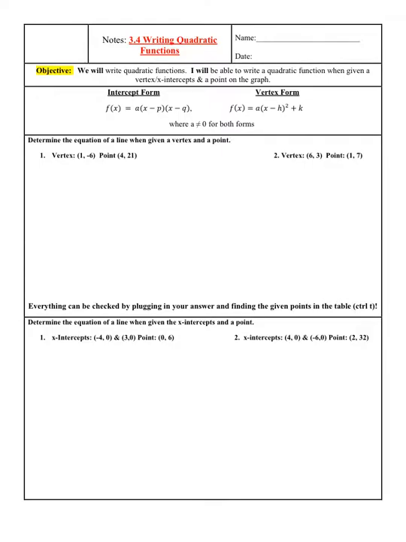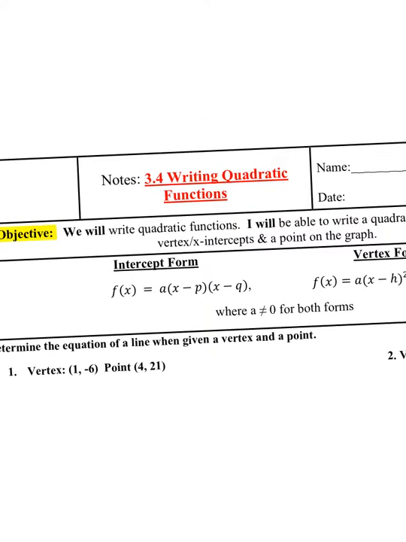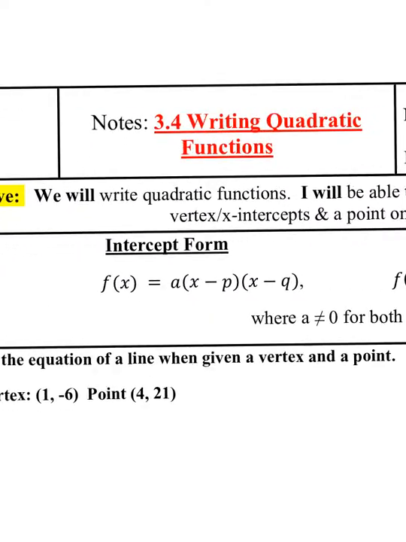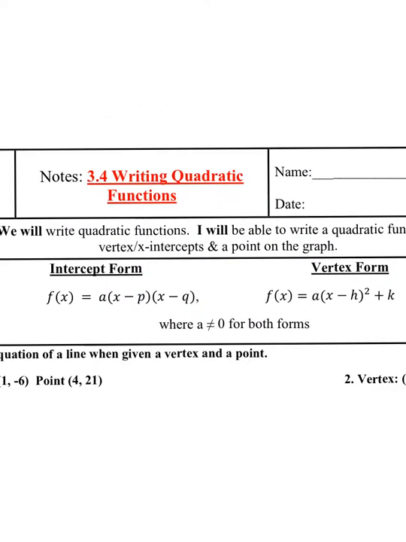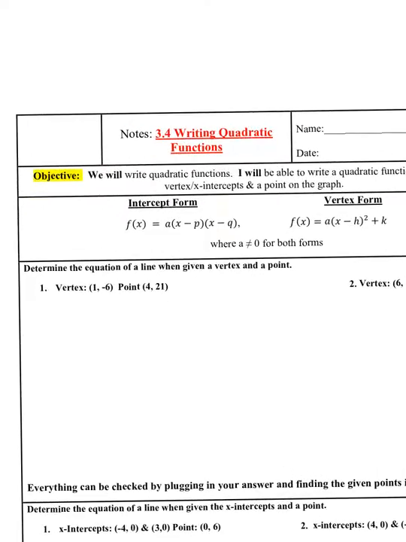And so what we're going to do is, depending on what type of point we're given: if I'm given the vertex and a point, I just plug it into vertex form. If I'm given the x-intercepts and a point, I'll plug it into intercept form. Okay, so the first couple examples, given vertex and a point.